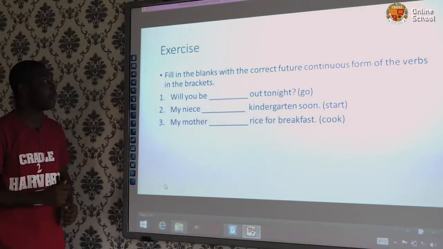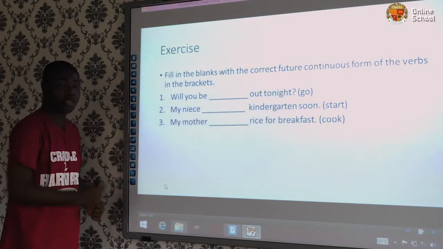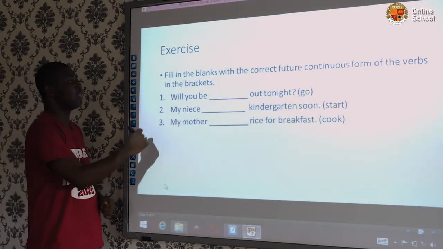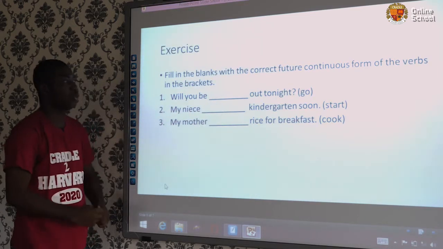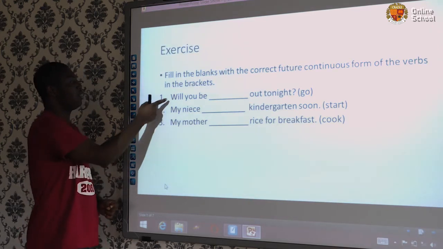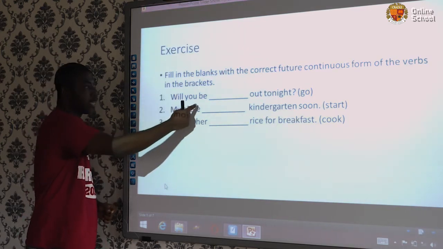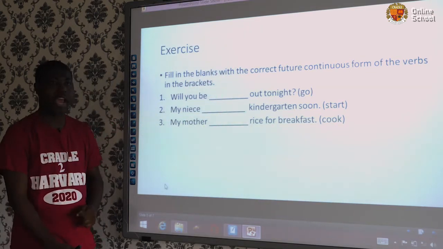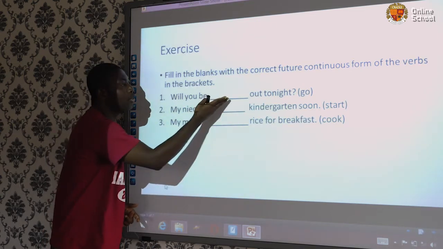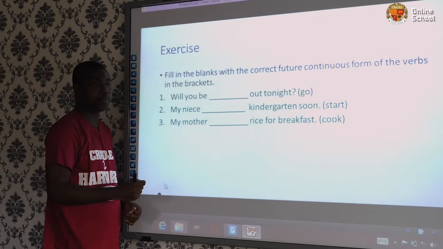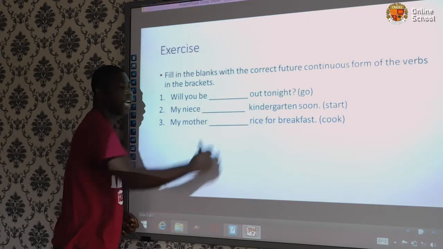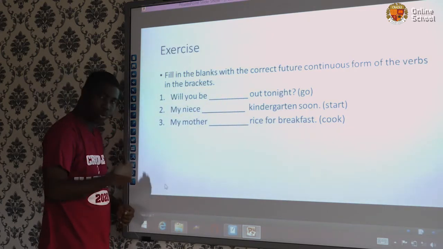Now we have a brief exercise. This is what I will expect you to do when I give you assignments later. Will you be dash out tonight? Now that's a question. And remember, the future continuous tense is made of will, be, the verb, plus ing. Will is given already. Be is there already. So what is missing is the verb plus ing, and the verb is already given. So the missing word there is going. Will you be going out tonight?